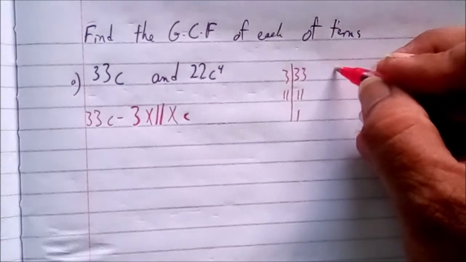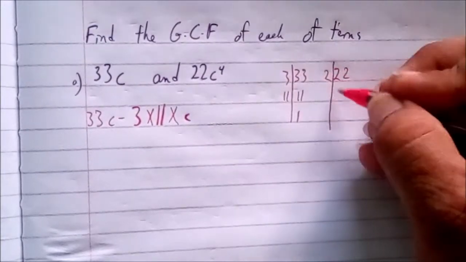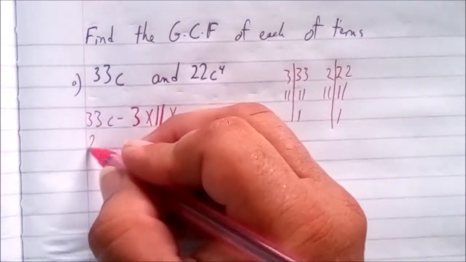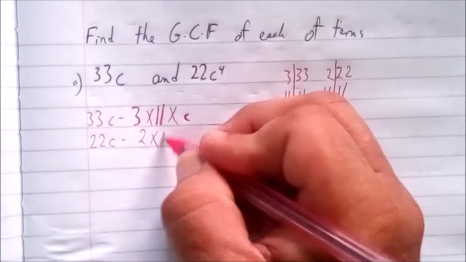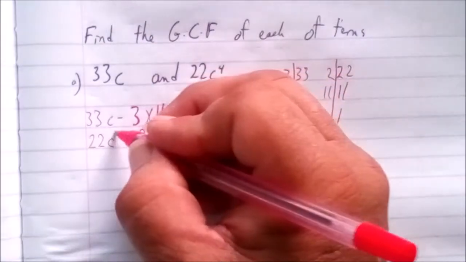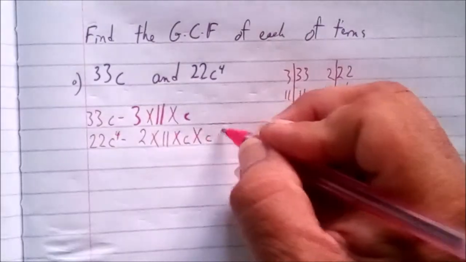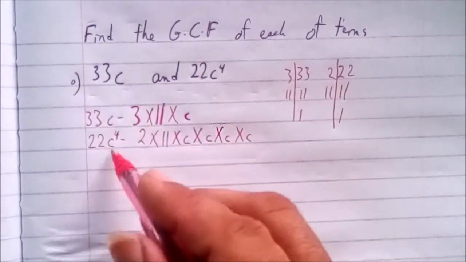You come to 22c to the fourth. Start dividing here by 2, you get here 11, divide here by 11, you get 1. So therefore 22c to the fourth must be equal to 2 times 11 times c to the fourth. So now we're going to put c to the fourth here, and so you must multiply that c 4 times. Now that is c to the fourth.